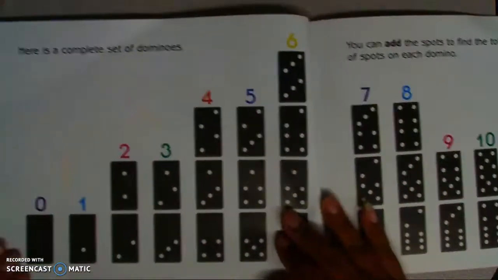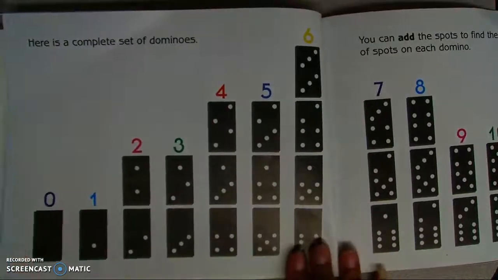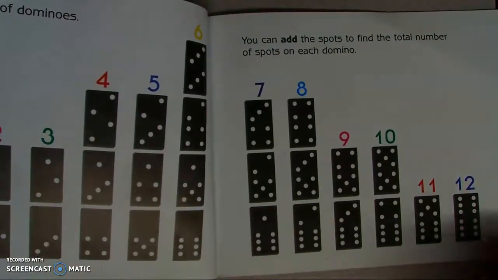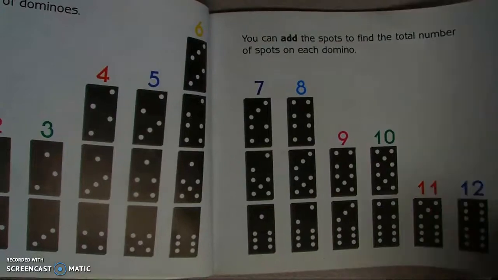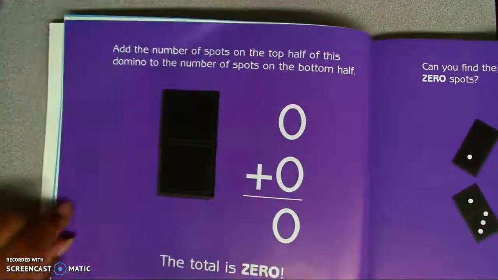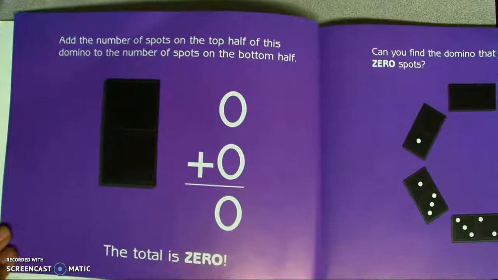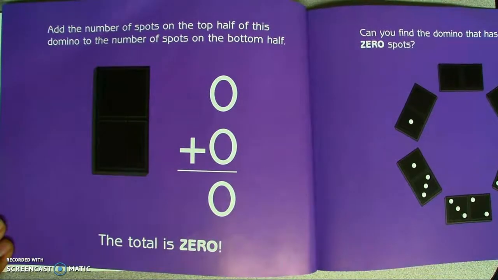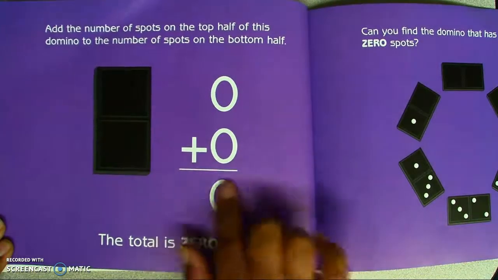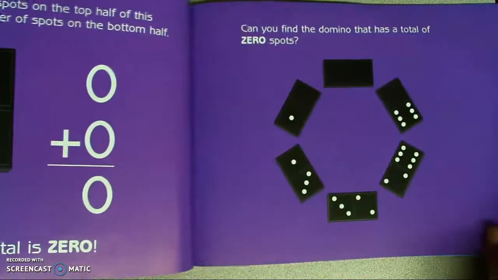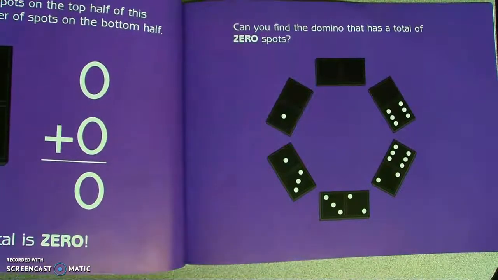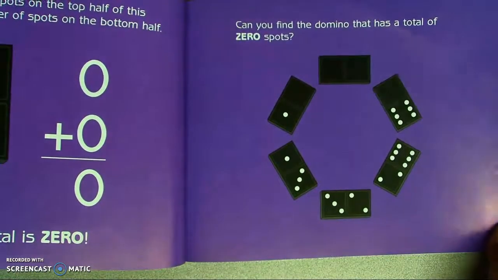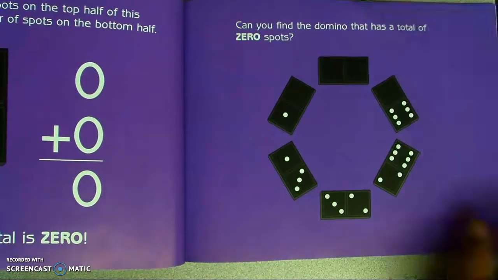Here is a complete set of dominoes. You can add the spots to find the total number of spots on each domino. Add the number of spots on the top half of this domino to the number of the spots on the bottom half. The total is 0. It is also known as the sum. Can you find the domino that has a total of 0 spots or a sum of 0 spots? Did you point to it?